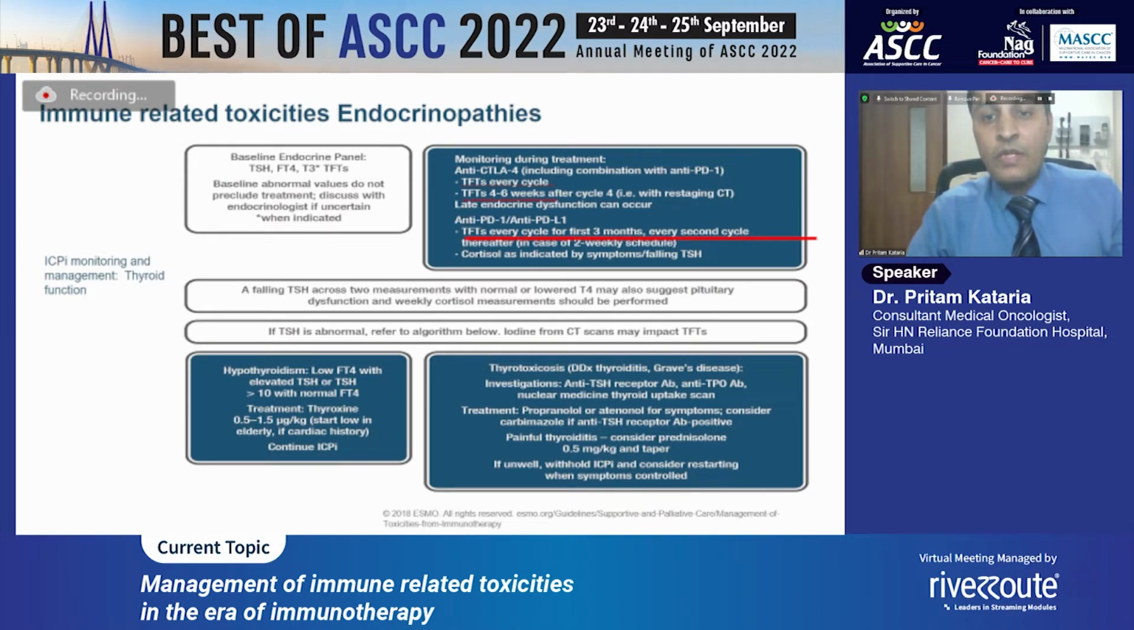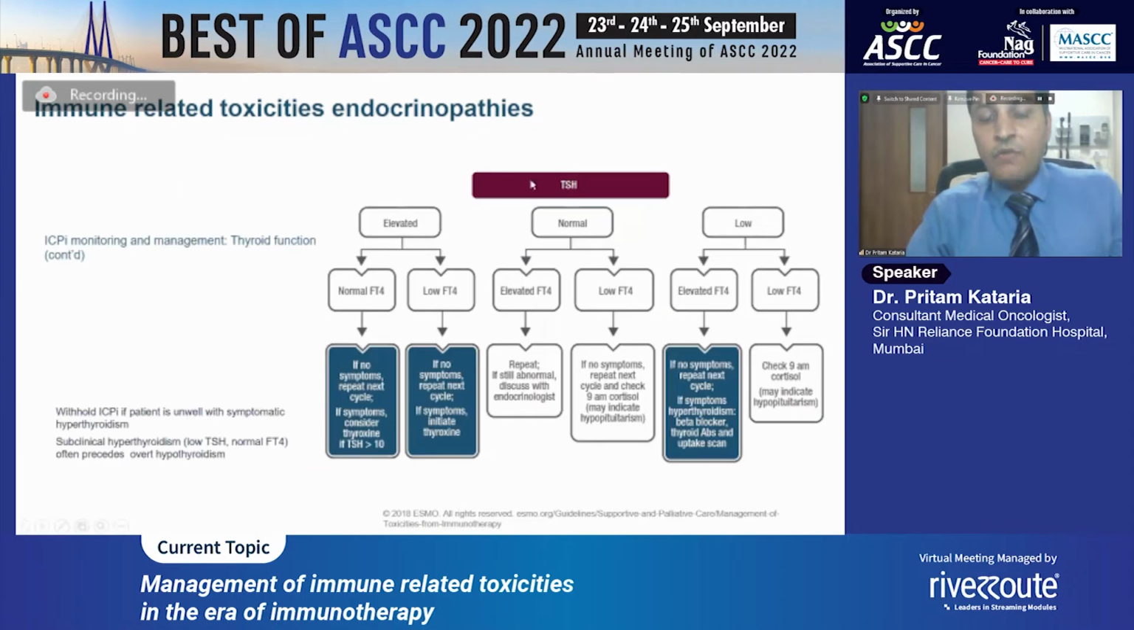Now, those patients who are receiving anti-CTLA4 in combination with anti-PD-L1 should be doing the thyroid function test after each cycle. And after cycle 4, they should be doing it every 4 to 6 weeks. So we need to look at the TSH level. If the TSH levels are elevated and the T4 is low, we need to look for symptoms. And if the patient is symptomatic, we should start the patient on thyroxine.